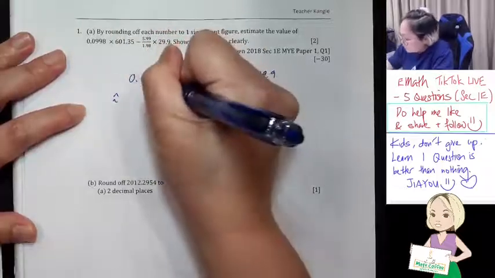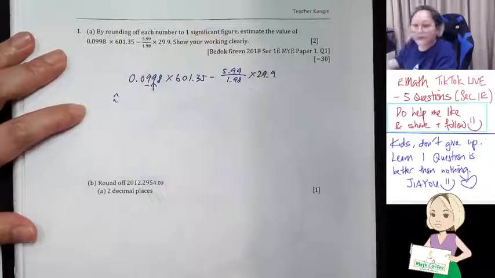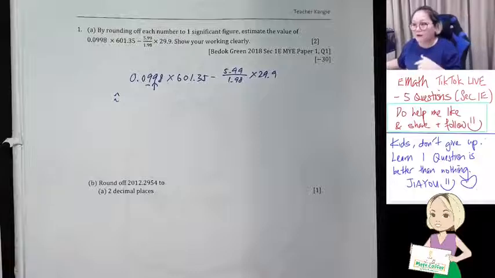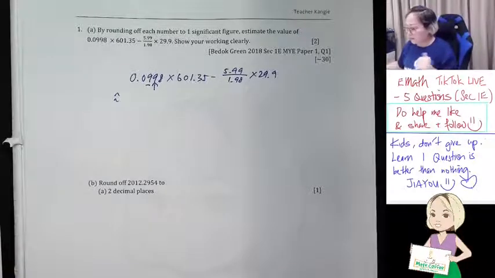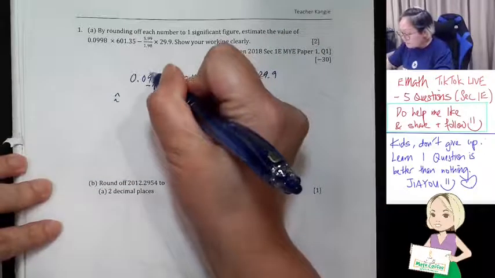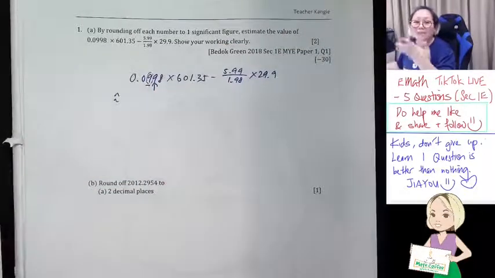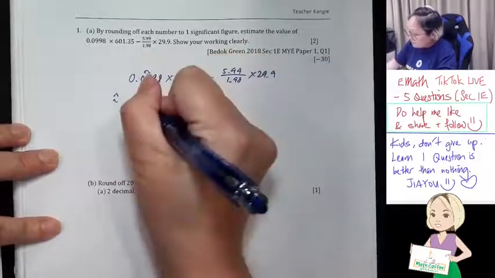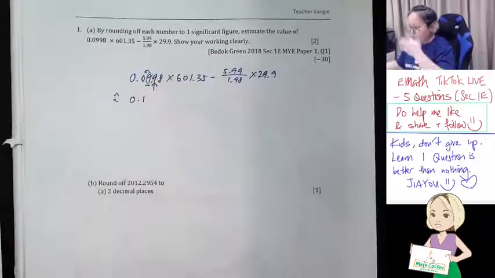So I need to round off to 1SF, so I need to look at the number after it. The number 9, if it's 5 and above, means that I round up. 4 and below means I keep the same. So this is 9, so I'm supposed to round up. But when I round up, my 9 is already maximum, so it will affect the number here. So it becomes 0.1. So this is 1SF.